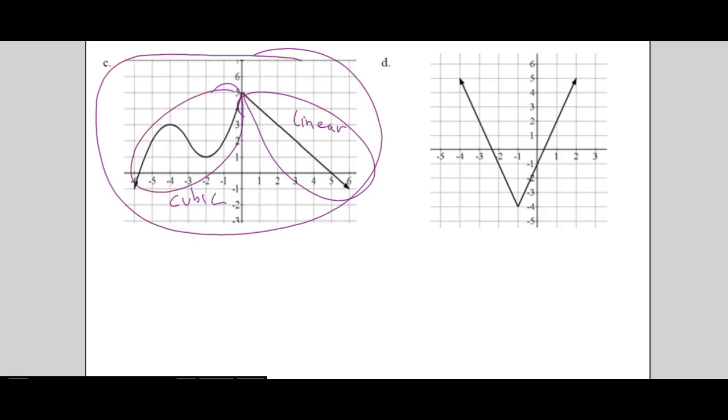That won't happen. This one, should we circle this? No. What is that? Absolutely. What's the equation?